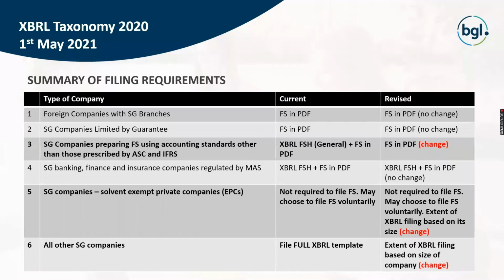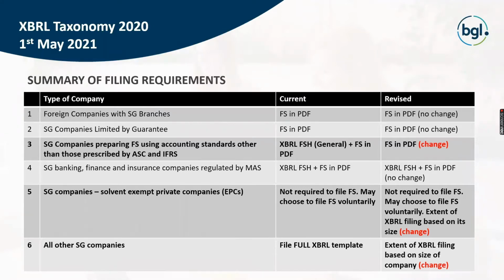So here is a summary of the filing requirements for each type of company. So you can see here for the type of company number 1, 2, and 4, this is not bolded, so there are no changes to these types of companies and their filing requirements for XBRL.